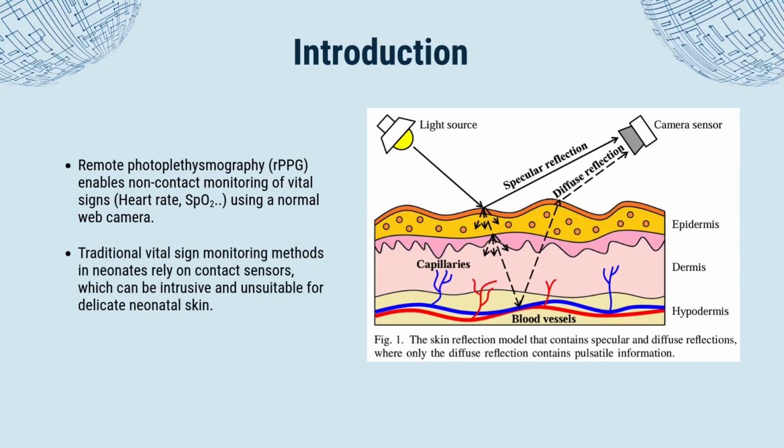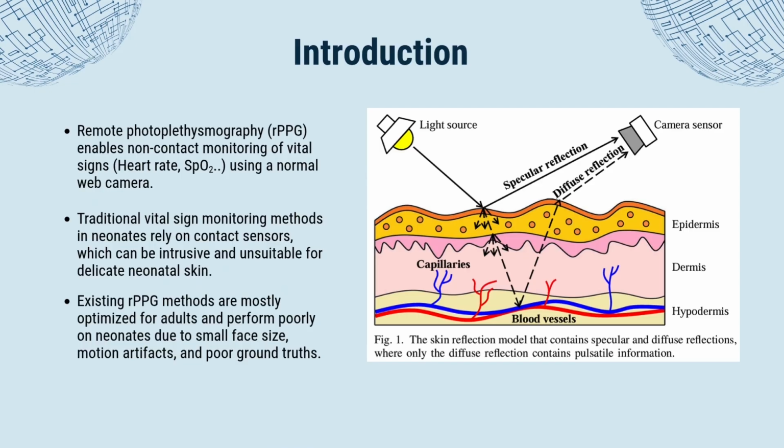Traditional vital sign monitoring methods in neonates rely on contact sensors, which can be intrusive and unsuitable for delicate neonatal skin. Existing rPPG methods are mostly optimized for adults and perform poorly on neonates due to small face size, motion artifacts, and poor ground truths.